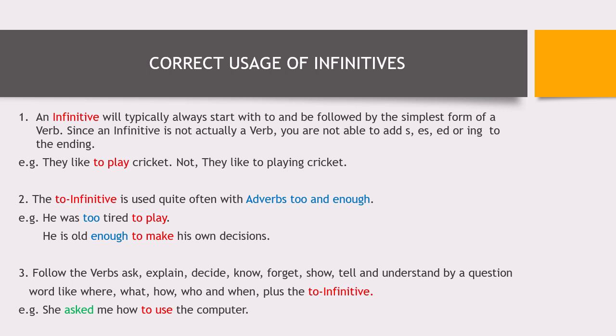Correct usage of infinitives. 1. An infinitive will typically always start with "to" and be followed by the simplest form of a verb. Since an infinitive is not actually a verb, you are not able to add s, es, ed, or ing to the ending. For example, they like to play cricket. Not, they like to playing cricket. 2. The "to" infinitive is used quite often with adverbs "too" and "enough". For example, he was too tired to play. He is old enough to make his own decisions.